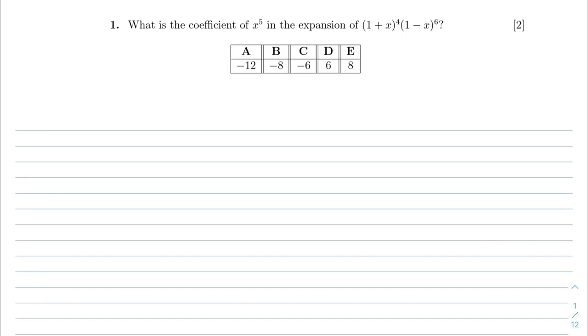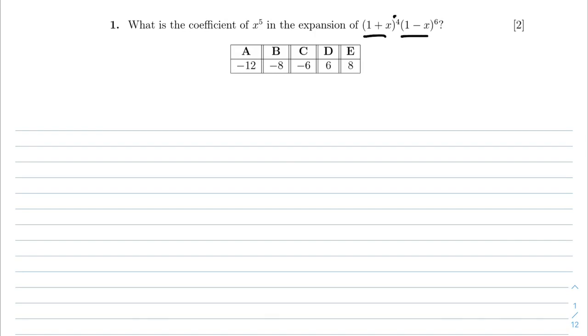So let's take a look at question 1. Now this question wants us to find the coefficient of x to the fifth from this product of two polynomials here. Now rather than expanding the whole thing out, the best thing we can do is take a look at which term from the bracket on the left combined with some terms from the bracket on the right will be able to give us x to the fifth.